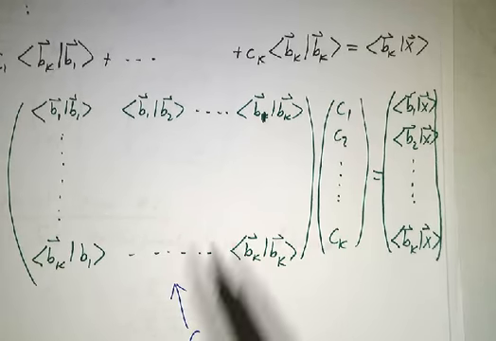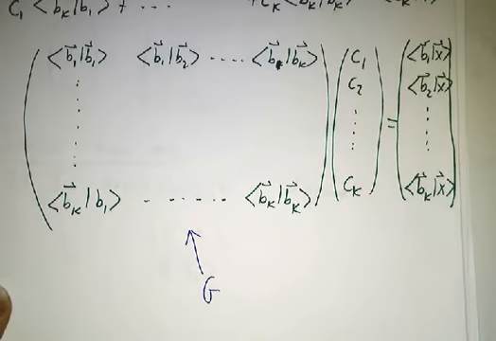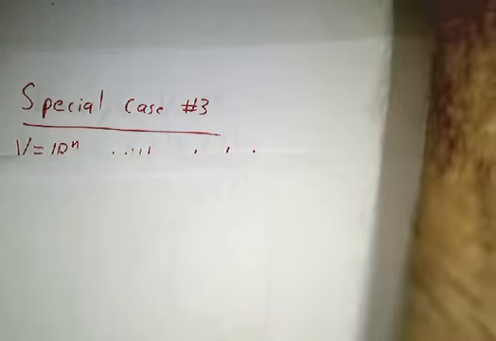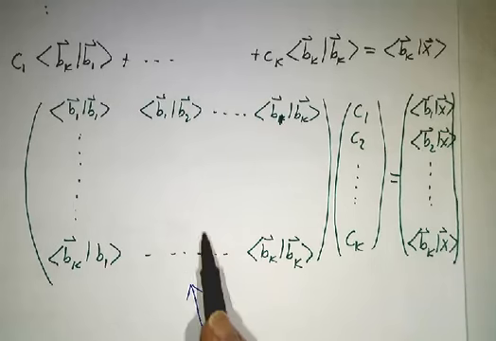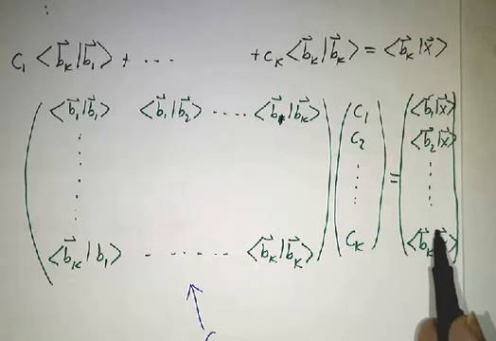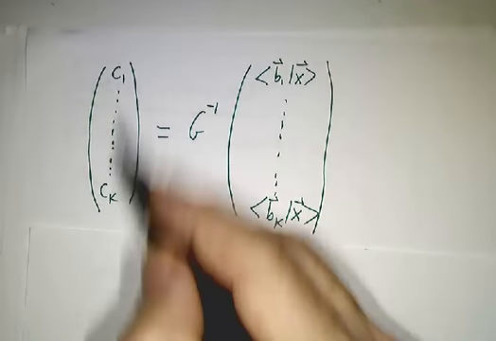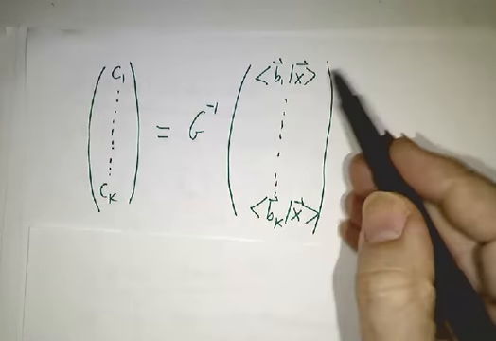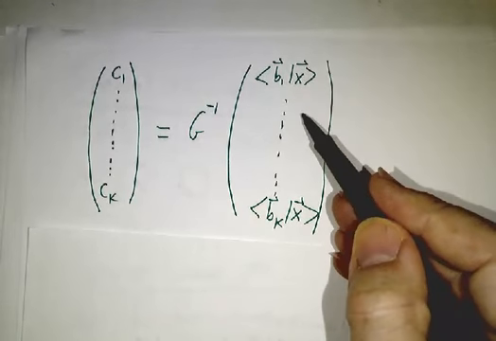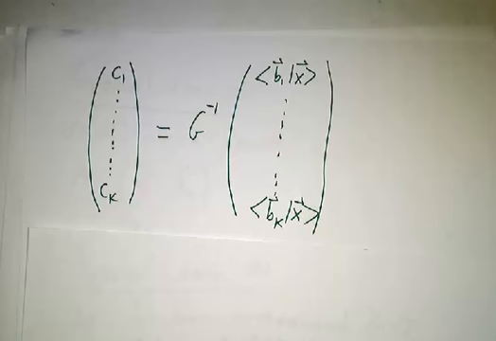Now this is the same matrix we saw when we were dealing with non-standard inner products. This is the metric matrix G. So what we've got is that G times this vector equals this other vector. So the vector of coefficients c1 through ck must be G inverse times the vector of b1 dotted into x, b2 dotted into x, bk dotted into x.